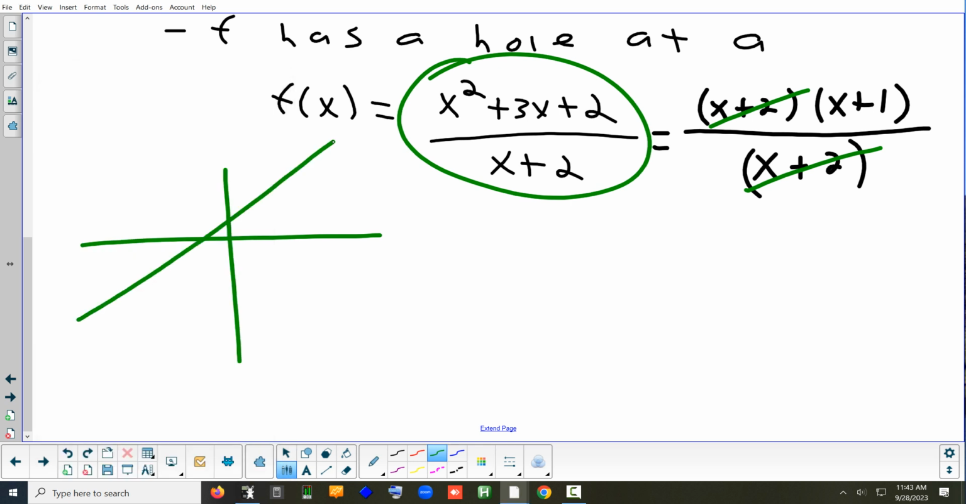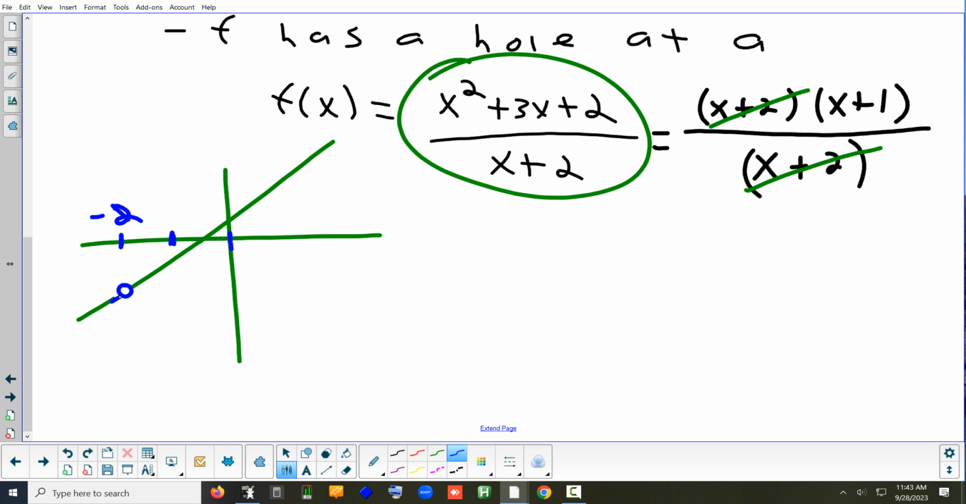If you want to represent there being a hole at -2, so here's 0, -1, -2, what you really should do is this. Leave a hole there, put an open circle, and draw your graph like that. So that's how you show that there's a hole in a graph.